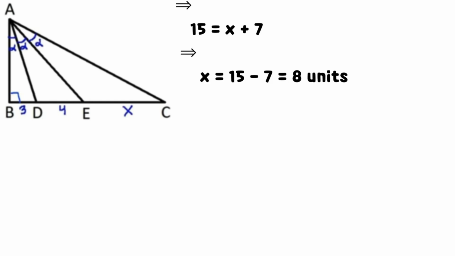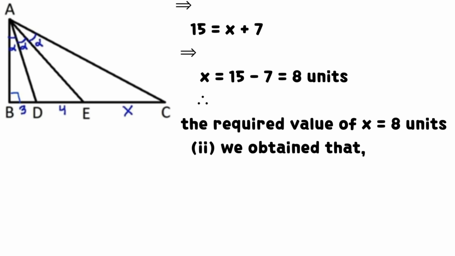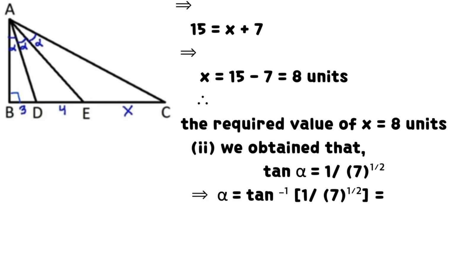It implies that 15 equals the sum of x and 7. It implies that x equals 15 minus 7 equals 8 units. Therefore, the required value of x equals 8 units.